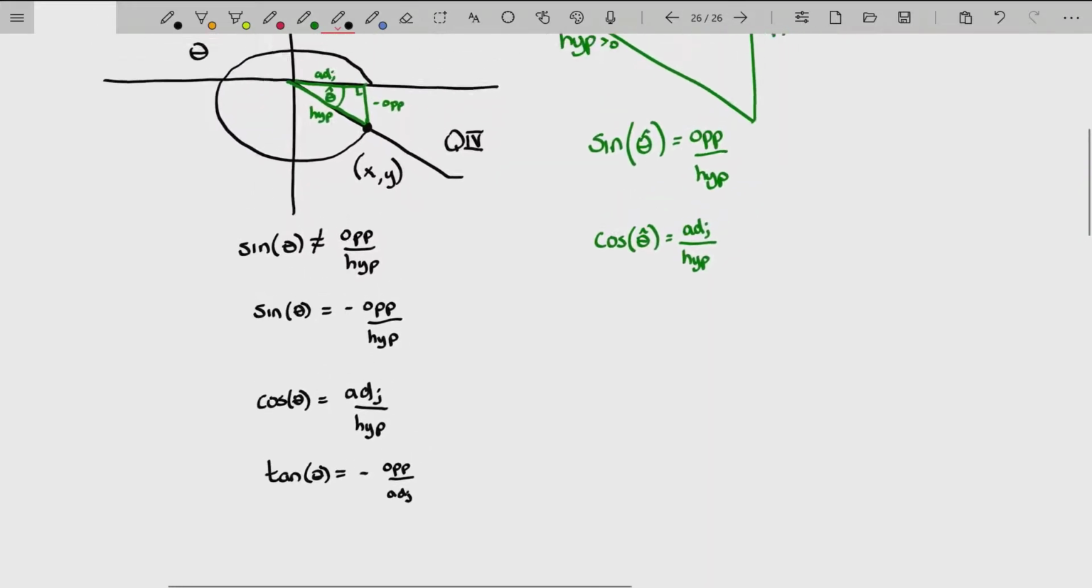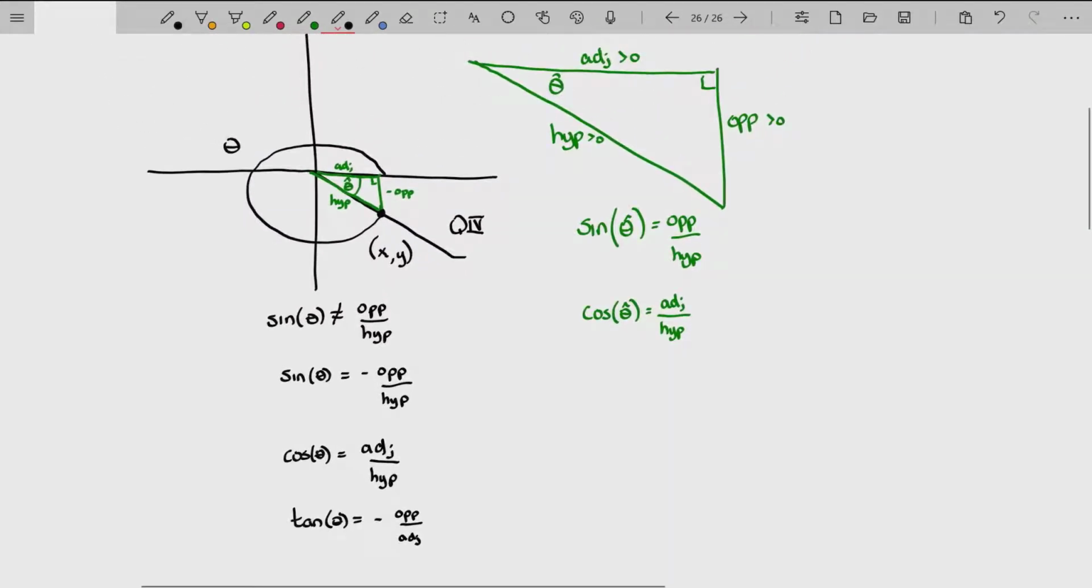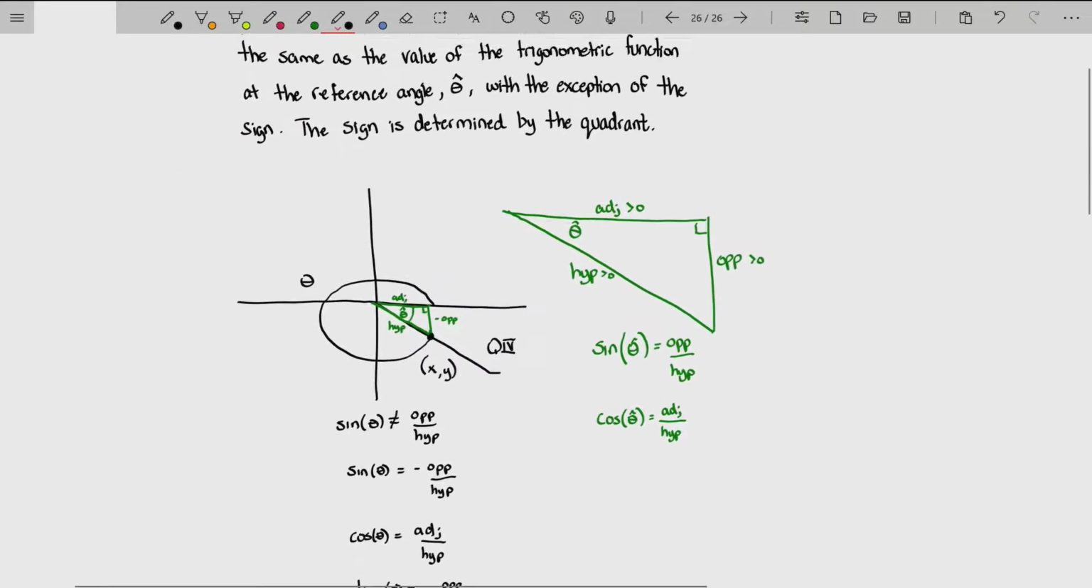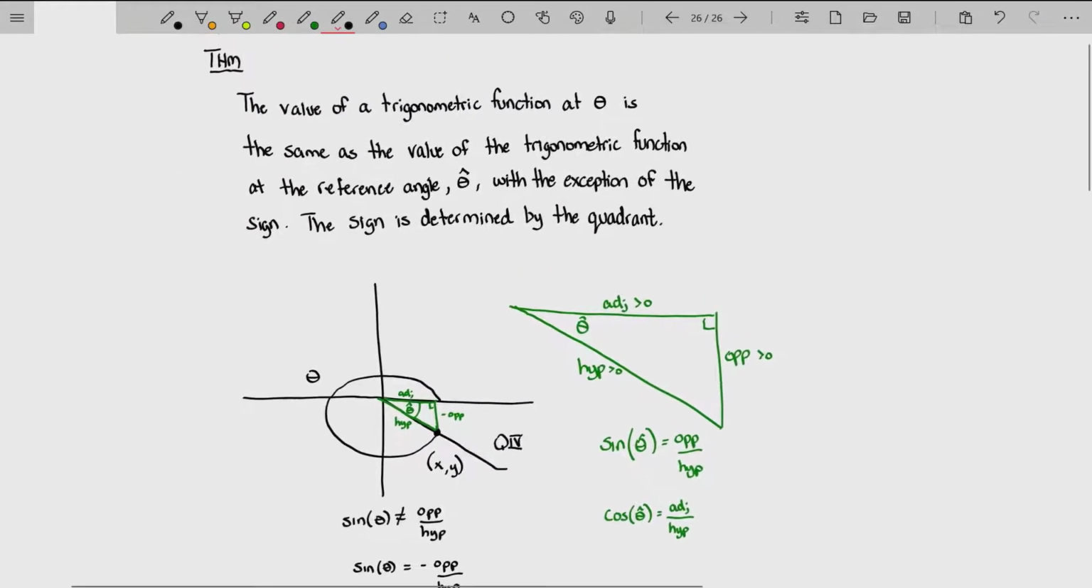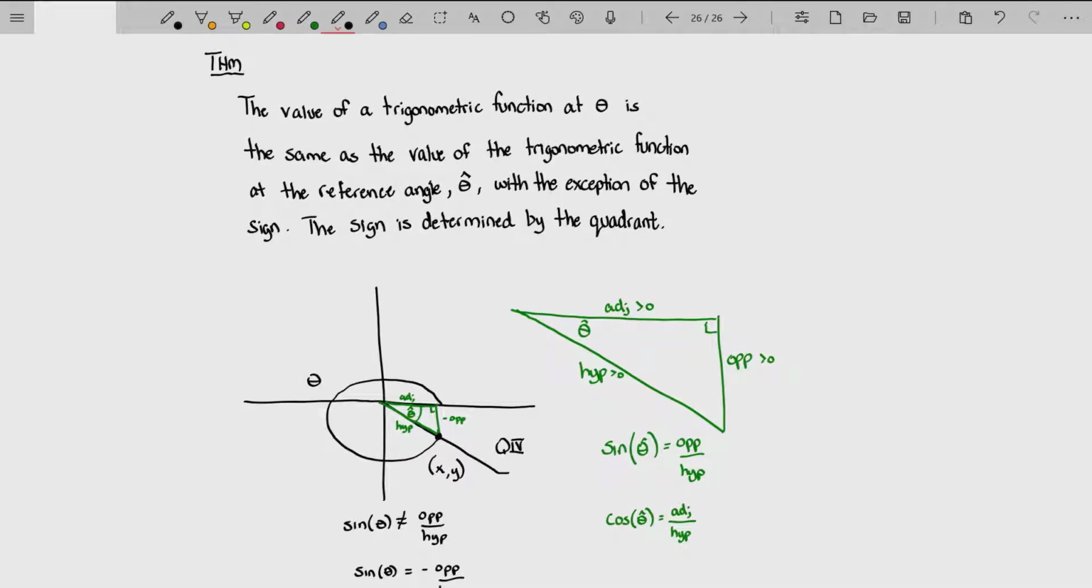So the ratios for the reference angle are kind of the base, what you're starting to work with, and then you take into consideration the quadrant to put the plus or minus signs on your trig functions. So this will make our computation for unit circle trigonometry incredibly easy and familiar, because it's going to be the same as right triangle trigonometry.